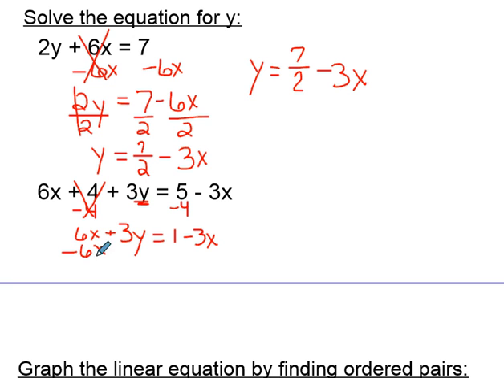This will cancel, and you can see that I've lined the minus 4 up with the positive 5 because those are like terms. So on this side, I still have my 6x, and I still have my positive 3y. This is going to give me a 1, and I still have my minus 3x. So I look back over here. Here's the y that I want by itself. So I'm going to look here to this term to get rid of this term.